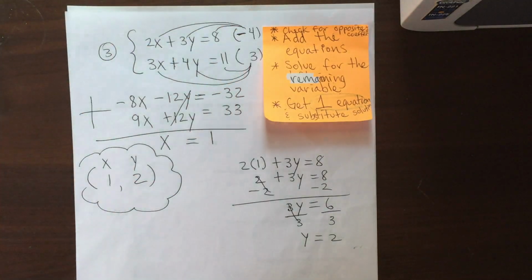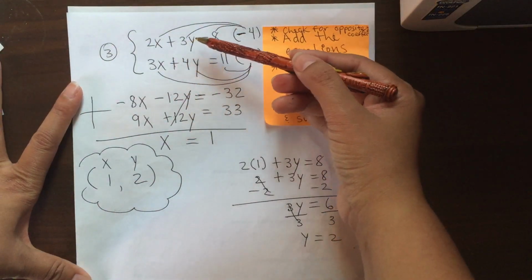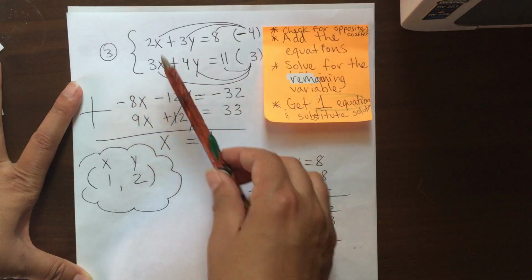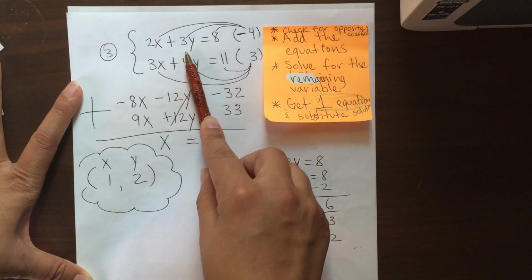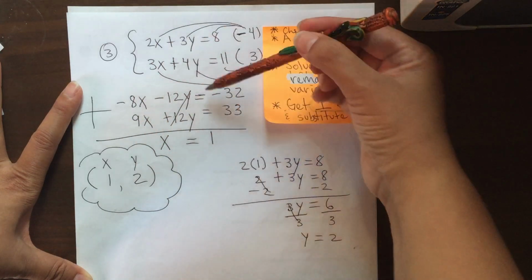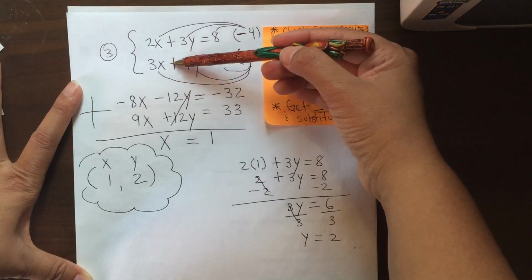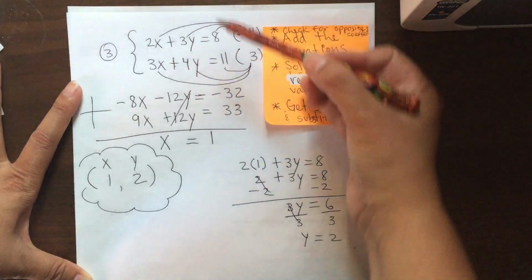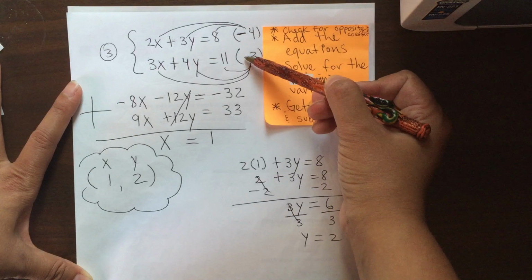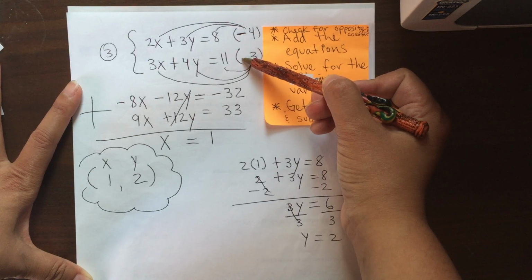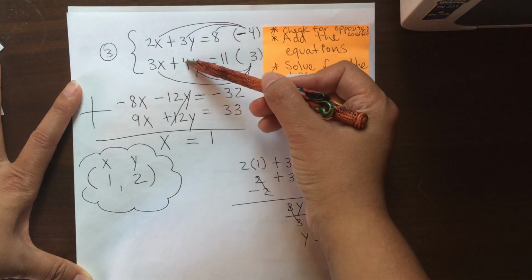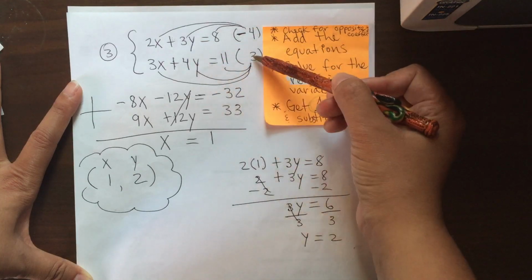Again, first I decide which one I want to cancel, the x or the y. Then I check for the signs. If both are the same sign, one is going to be negative, one is going to be positive. It doesn't matter which one. And then I just bring this up and then this down.